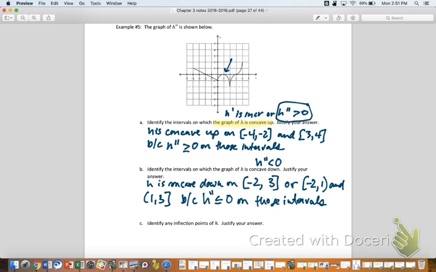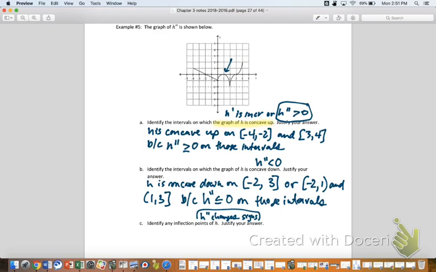So the last piece here, I'm hoping that if you got A and B right, C would make a lot of sense. Identify inflection points. Well, inflection points of H happen whenever H double prime is doing what? Changing sign, yeah, positive to negative or negative to positive. And we've already outlined that a little bit up above. So how many inflection points did you guys see?